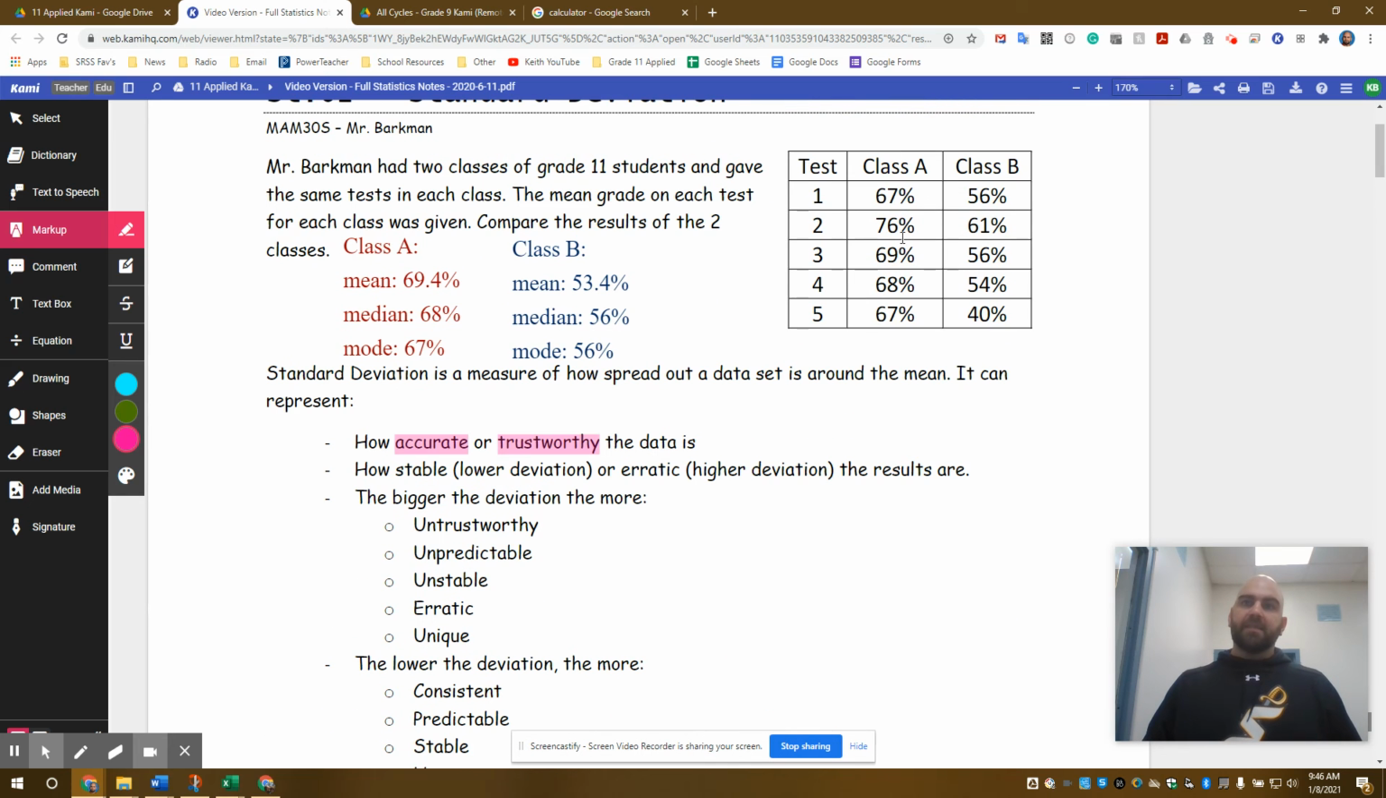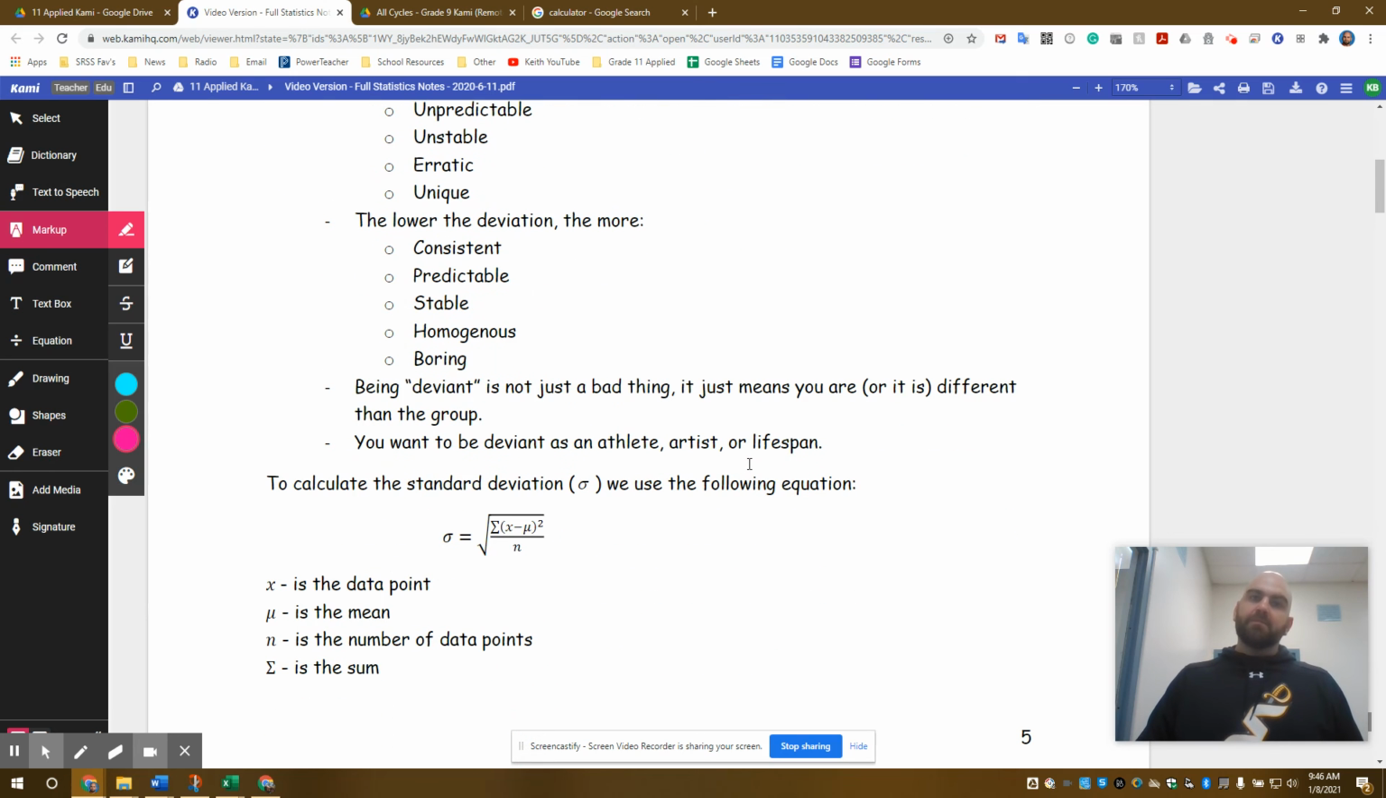In this case here, we're going to have a low standard deviation for class A. It means that all their test results were very similar all the time. This class did very similar on all their test results. It doesn't mean that each student was very consistent. We could take a look at that data as well, but the amounts are very close.